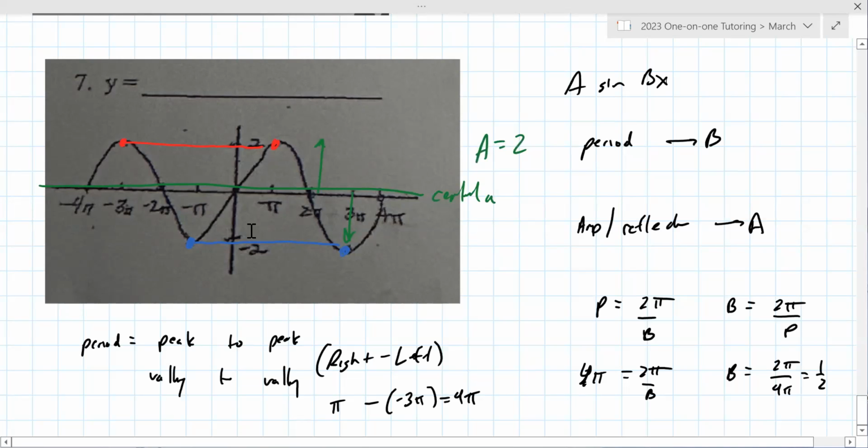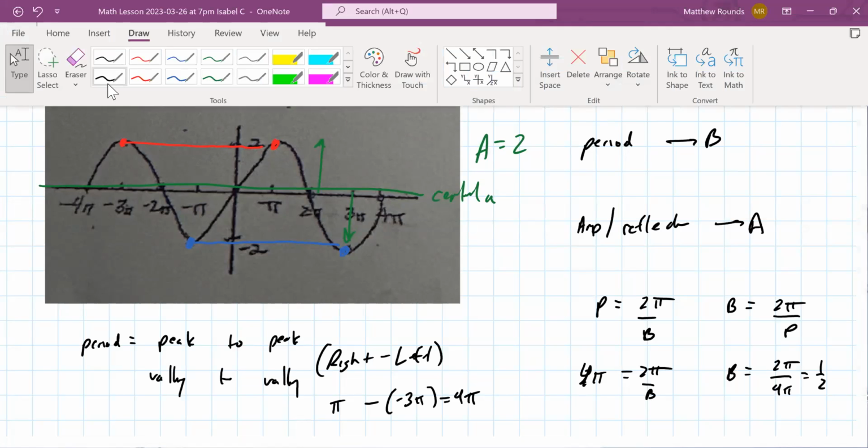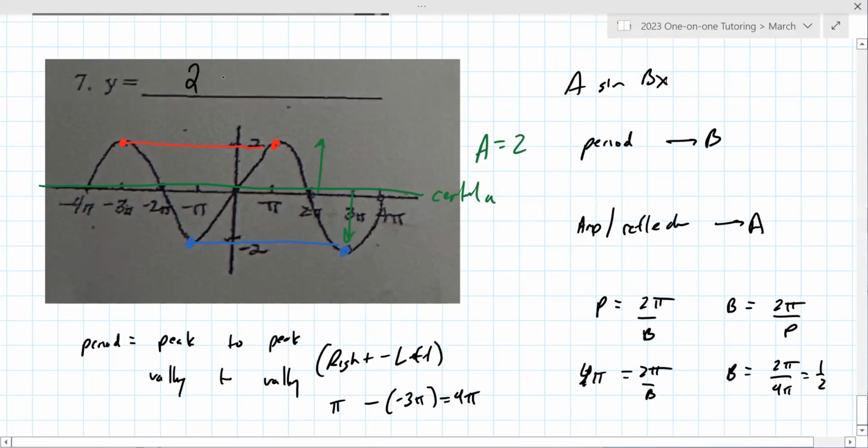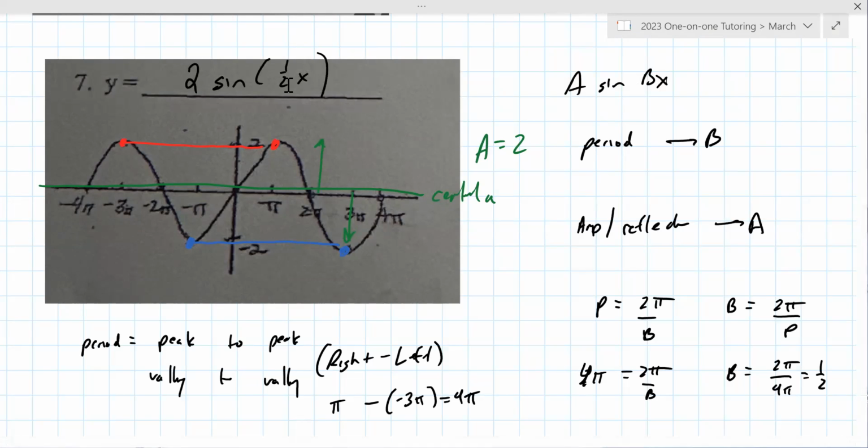So you have to decide, is this actually correct? Does sine actually go up and come back down? It does. So, kind of a long-winded way of saying that this is the standard form, 2 sine 1/2 x. Any questions on that before we move to 8?